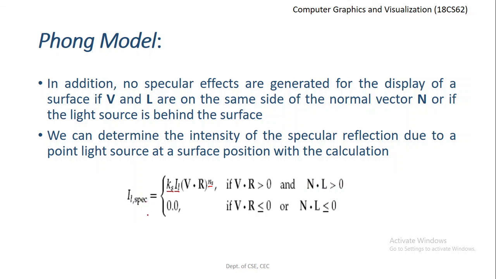Else, the specular reflection will be equal to 0 if V dot R is less than or equal to 0, or if N dot L is less than or equal to 0. So what this means is, the intensity of specular reflection will be equal to the product of the specular reflection coefficient Ks, into the intensity of the point source IL, into the dot product of V dot R raised to the power of Ns, where Ns is the specular reflection exponent. So this will be the value for intensity if and only if the vectors V and L are on the opposite sides of the surface normal vector N. If they're on the same side, in that case, the intensity of the specular reflection will be equal to 0.